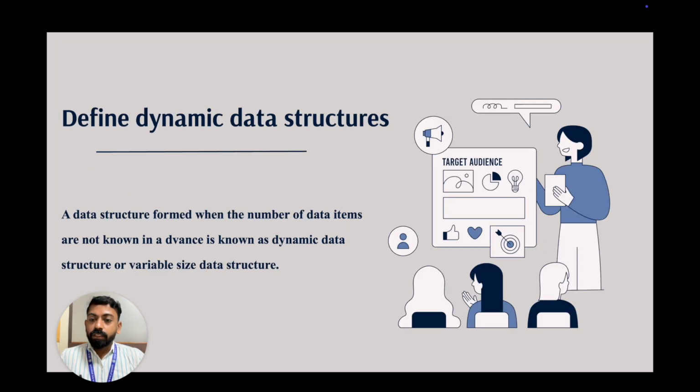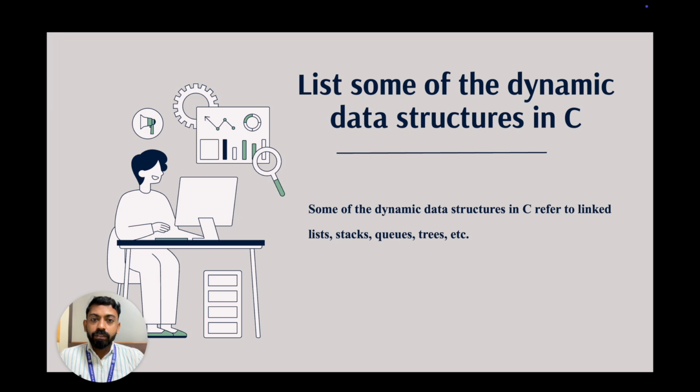Dynamic data structure. The data structure formed when the number of data items is not known. So we can create memory space at runtime according to the data that arrives. So this is called a dynamic data structure. Dynamic data structures in C are list, stack, queue, and tree in linked form, where we create the memory space dynamically according to the data that arrives.